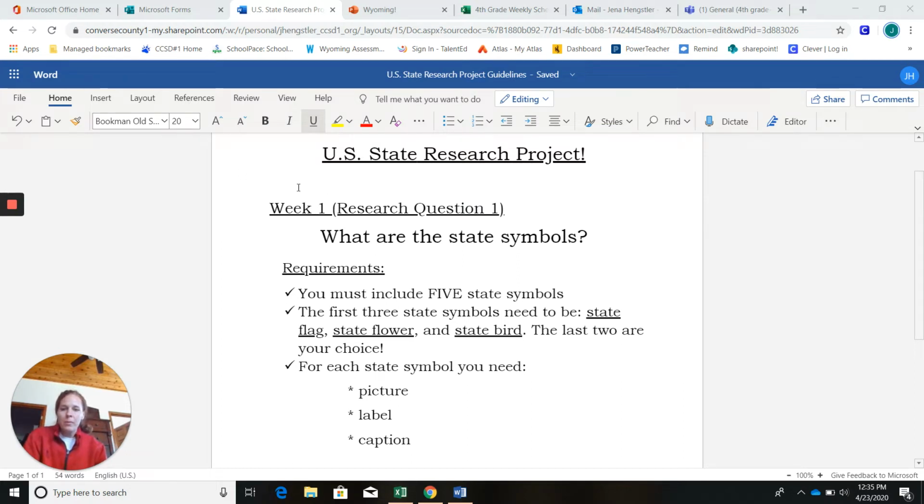Here are the requirements that we're going to be asking you to find. You must include 5 state symbols. The first 3 state symbols need to be the state flag, the state flower, and the state bird. And then the last 2 are your choice. We've been looking at some different states and some symbols, and we've found some pretty interesting ones. So we're excited to see which 2 you choose for your last 2. But 5 total. And then for each state symbol, what you need to have as part of your information is a picture, a label, and a caption.